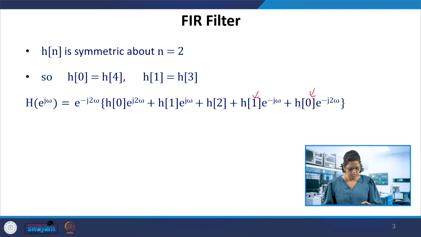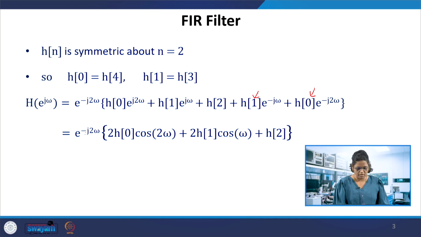Okay. So simplifying this, you get e power minus j 2 omega times h0 and h0 here. So e power j theta plus e power minus j theta results in cos 2 omega, here theta is 2 omega, and divided by 2 results in this 2 here. These are the two terms h of 0 results in. Similarly, h of 1 gives 2 h of 1 into cos omega, plus the center term, the coefficient h of 2.